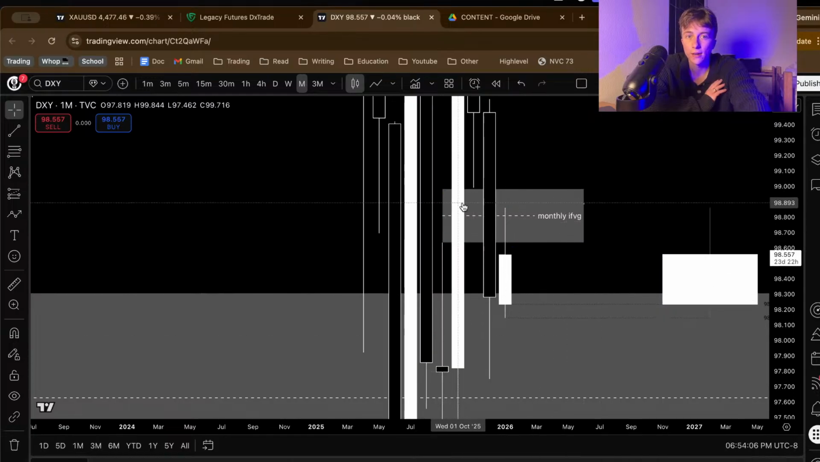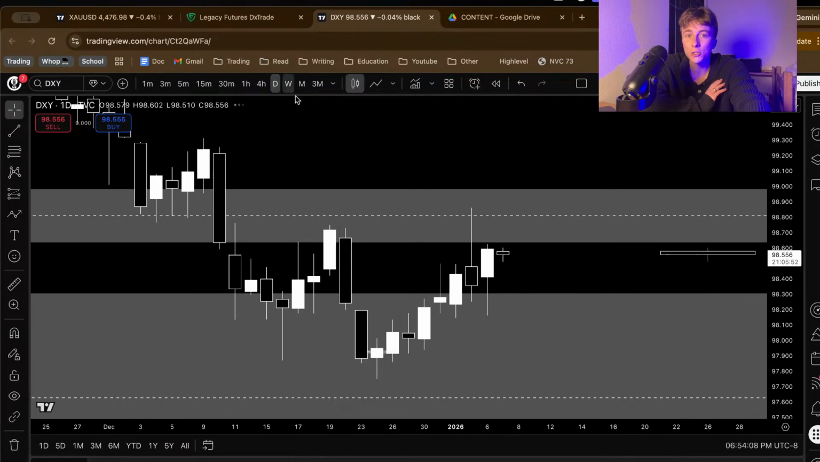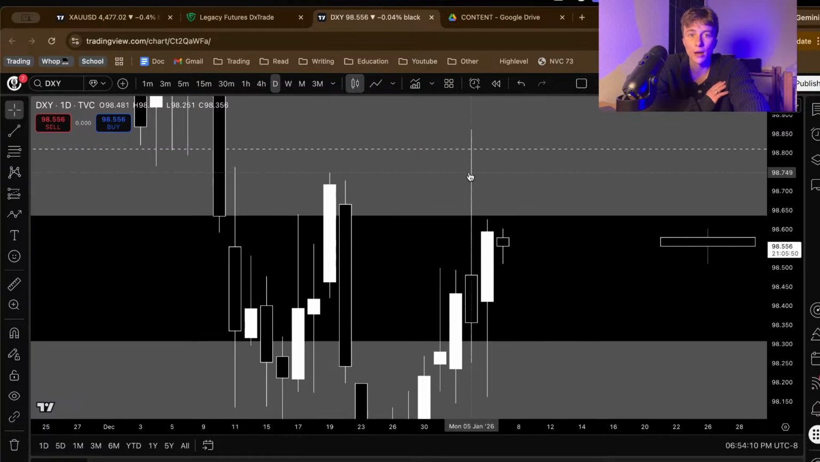And we tapped into it this week for the first time right there. We ran up instantly as soon as the 3-month candle opened. The next day we ran up, tapped into it, and pulled all the way back down. Now we're heading back up, and I think we're going to keep running up higher.